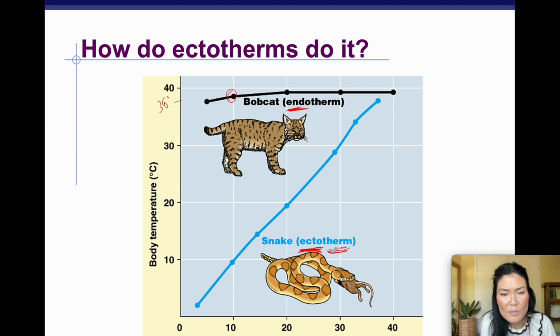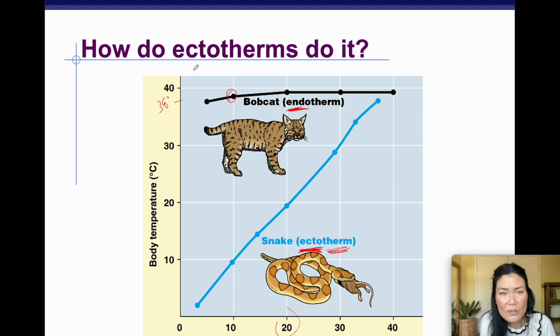Whereas ectotherms, their body temperature is pretty much the same as the ambient temperature. If it's 20 degrees outside, that's what they are, right? 20 degrees inside their bodies. And so they're ectotherms. So why are we talking about this right now?